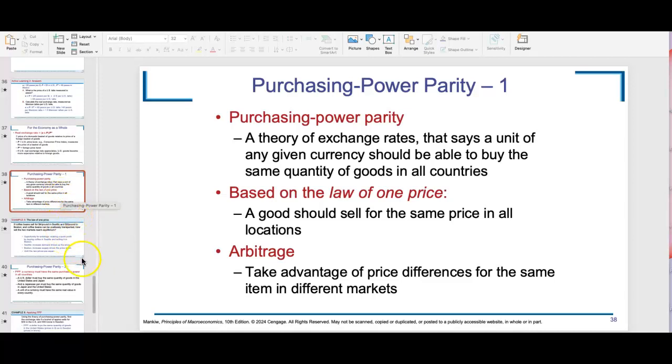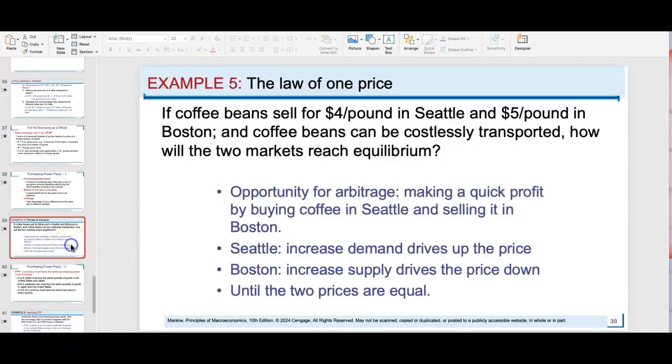The same thing happens with the prices in exchanges here. So with the law of one price, if the coffee beans sell for £4 in Seattle and £5 in Boston, we do it in the same country just to explain the arbitrage, right? The coffee beans can be costlessly transported. In this example, we simplify the model. You would buy the coffee beans in Seattle for £4 and sell them in Boston for £5, right? So the opportunity of arbitrage, making a quick profit: you buy in one place, sell in the other.